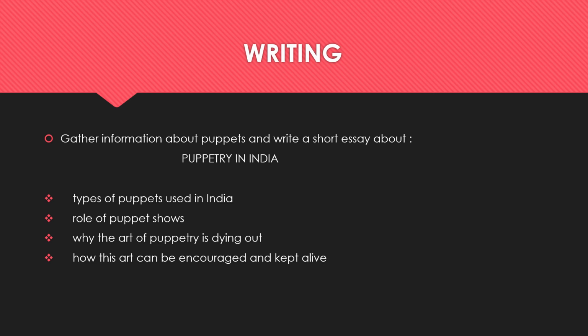First, types of puppets which are used in India. So, you'll give a short introduction. What is puppetry or what are puppets? Then you will write the types of puppets used in India, then the role of puppet shows. Third, why the art of puppetry is dying out, means no one goes to watch puppetry so much nowadays. How this art can be encouraged and kept alive. And then you have to write the ways in which these people could be encouraged, they could be given some help, and the puppetry could remain alive or could be kept alive.